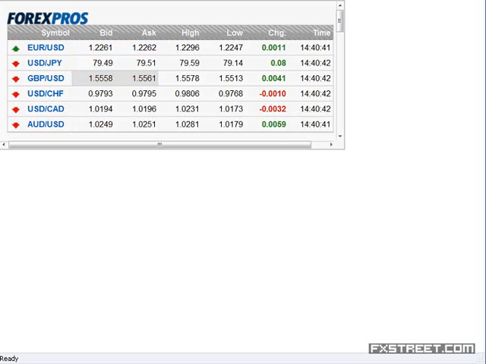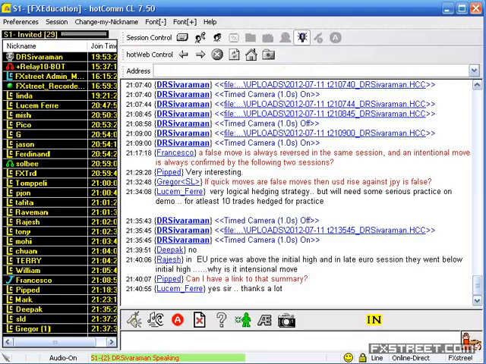Then Rajesh: in euro, price was above the initial high, and in the late European session they were below the initial high. No, they made a small dip. That is what? Before the data release time, 12:30 GMT.